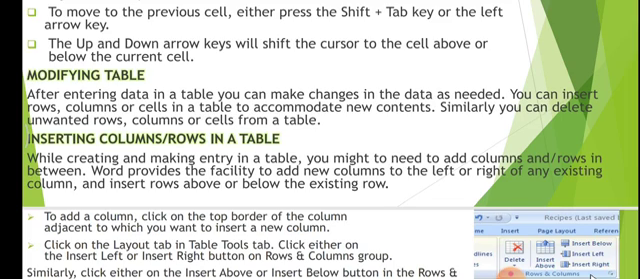Inserting columns or rows in a table. While creating and making entries in a table, you might need to add columns and rows in between. Word provides the facility to add new columns to the left or right of any existing column and insert rows above or below the existing row. Dear students, you can insert rows only above or below the existing row, and you can insert columns on the left and right side of any existing column.